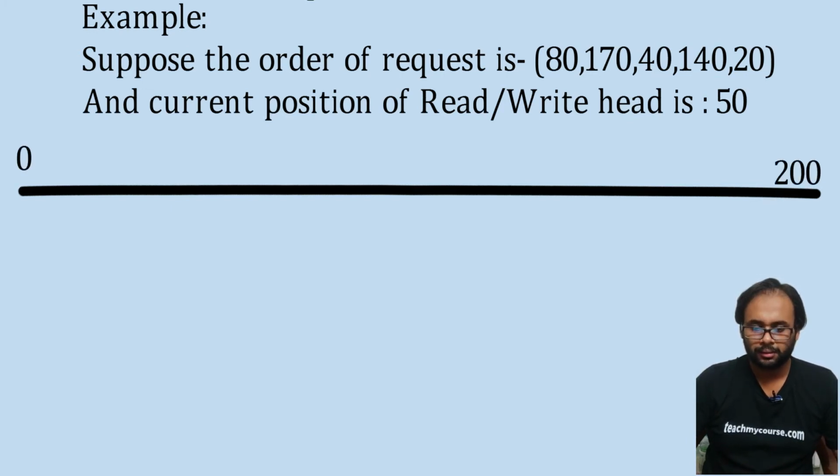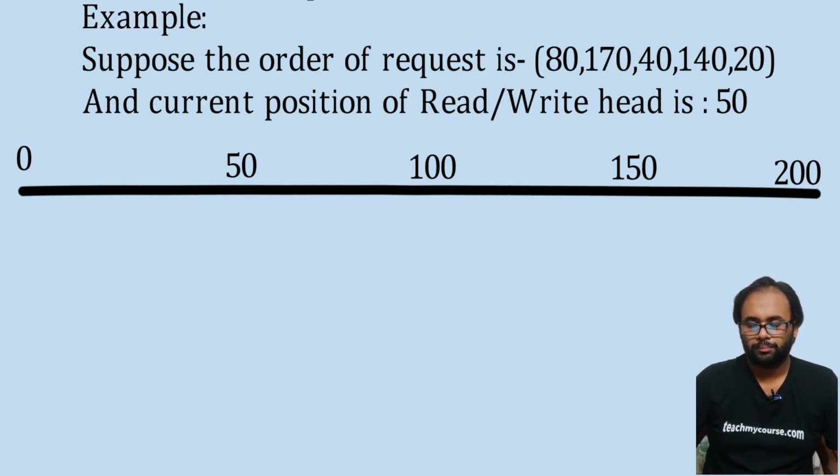Example numerical: suppose the order of requests is 80, 170, 40, 140 and 20, and the current position of the read-write head is 50. Let us understand it with the help of a diagram. Let us draw a line. It is obviously not such a linear line on the hard disk, but for the sake of understanding we will do it like that. It is actually representing the distance.